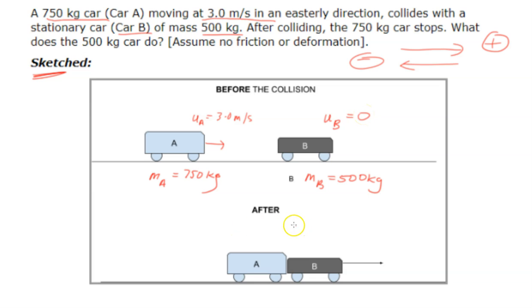Let's have a look at afterwards. After colliding, our 750 kilogram car stops. So we need to say the final velocity of vehicle A is 0. What does the 500 kilogram car do? Well, we don't know. We need to work that one out.